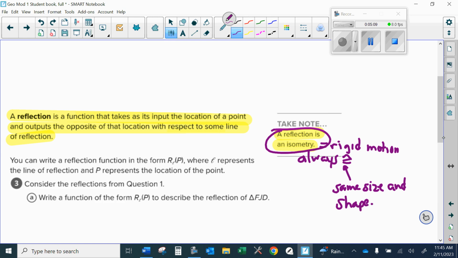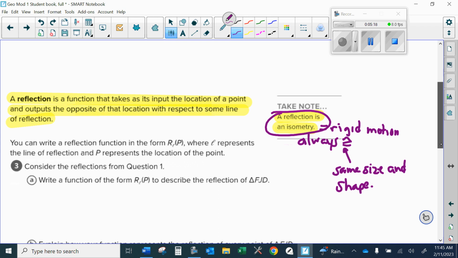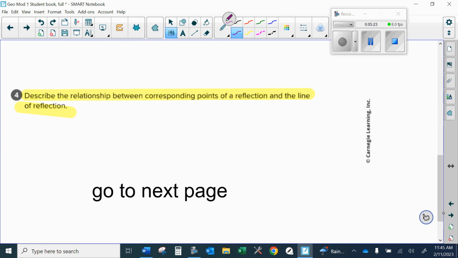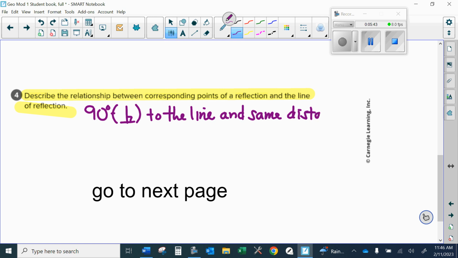Okay, and we already talked about a reflection line. It's 90 degrees to, as we just did in our warm-ups, 90 degrees to the line and the same distance away. Okay, so vocab right there. Describe the relationship between the corresponding points of a reflection and the line of reflection. We already said it. 90 degrees to the line, or you can say perpendicular to the line, and the same distance away. So you reflect it over the line, the same distance as it was to the line. Okay, go to the next page.